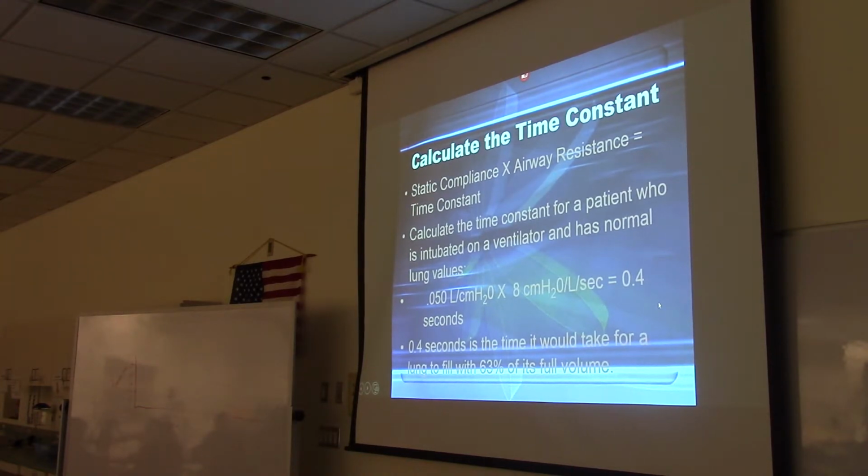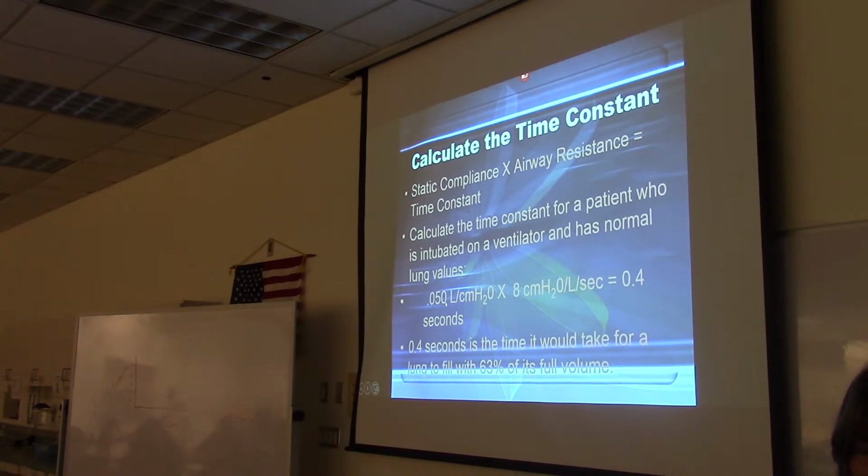All right, it wants you to calculate a time constant. And the way you do that is you multiply the static compliance value by the airway resistance value. And that's going to give you a time constant. Calculate the time constant for a patient who is intubated on a ventilator and has normal lung values. So their static compliance is 50 cc's per centimeter of water, but notice that that value is in liters.